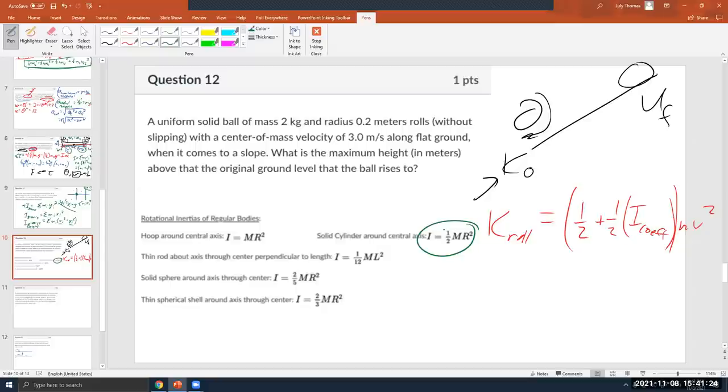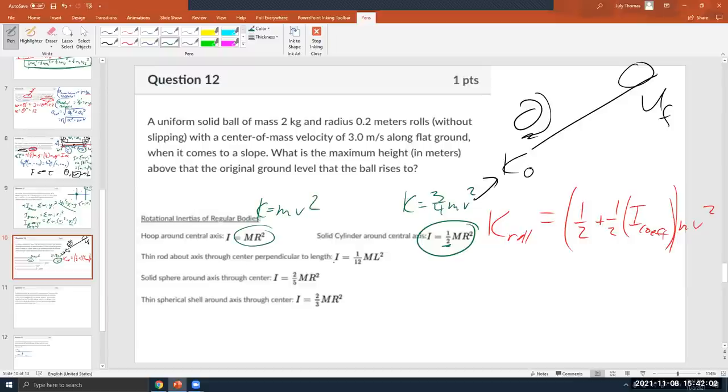Let's talk about each of them. For the solid cylinder, I have 1/2 plus 1/2 times the coefficient, which is also 1/2. So that's 1/2 plus 1/4. So the rolling kinetic energy will be 3/4 mv². If they ask you something about omega, you just replace v with r omega. A hoop, the inertia there has a coefficient of 1. So I have 1/2 plus 1/2 times 1, which gives me a kinetic energy of 1/2 plus 1/2. So it's just mv².